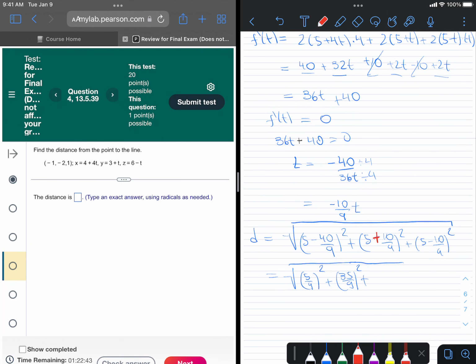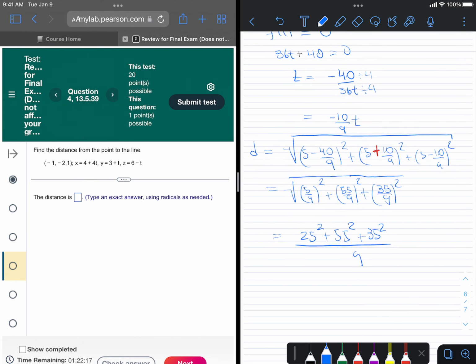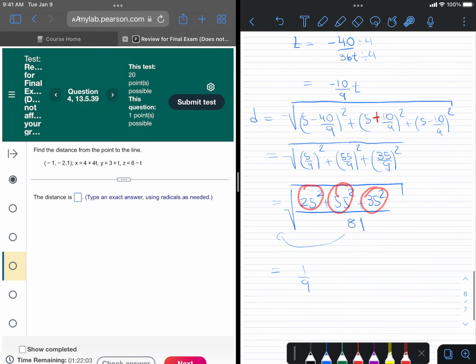This here is a plus instead of a minus, so I have a 55 over 9. This other one though is a 35 over 9 squared. So I can just follow along and do 5 squared plus 55 squared plus 35 squared, all of those divided by 81, taking the square root. So I just need to bring out 1/9 and then see what the square root of this guy is going to be.